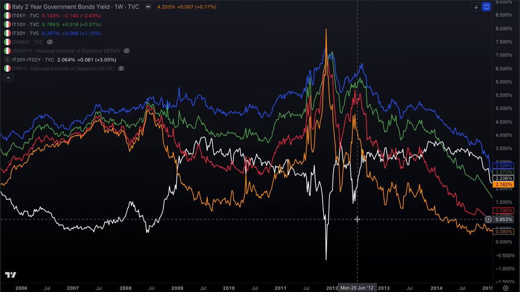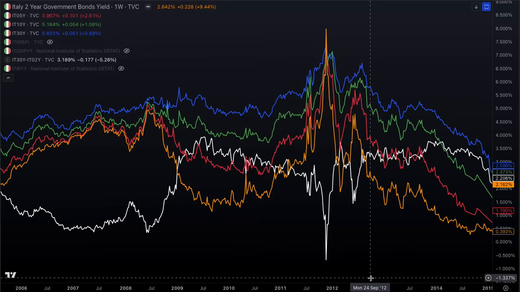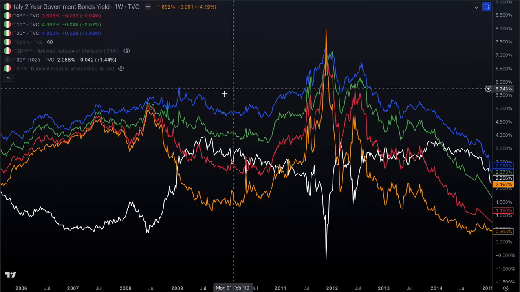Called the PIIGS crisis. And this was a debt crisis. This was a sovereign debt crisis in these countries. And here we are looking at the yield curve.